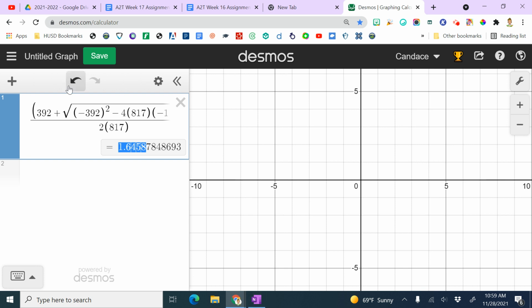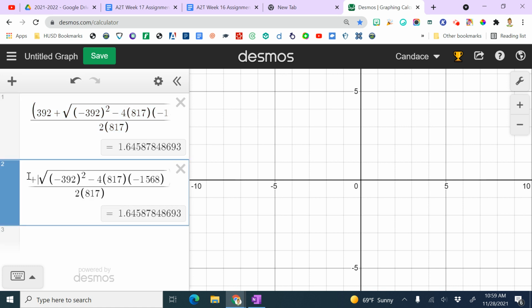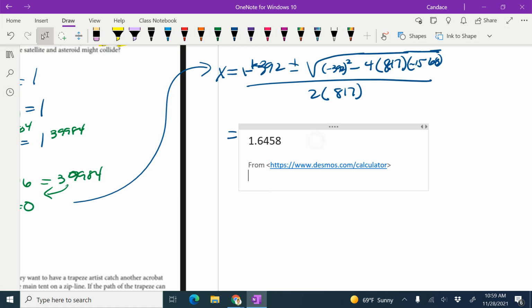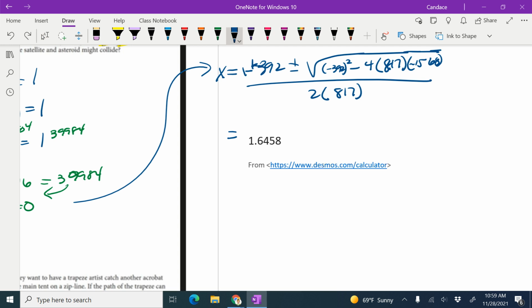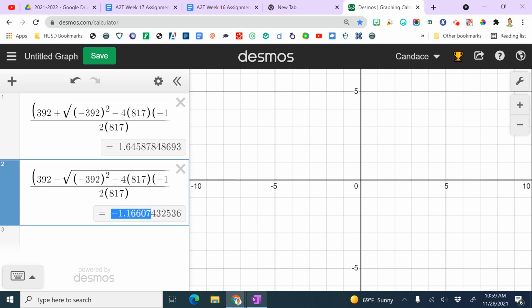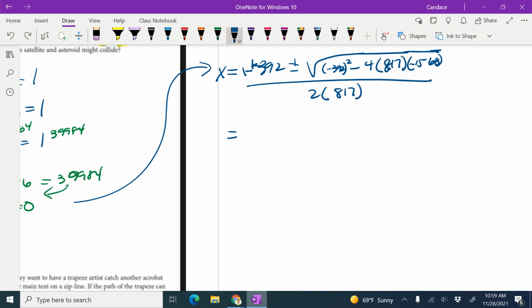Okay. I'm going to choose to copy this and paste it so I don't lose my number there. So I'm going to hit Control C, Control V, and then just switch this up here to a minus sign. So I get negative 1.6607. Control C. Let me paste in there. There it is. Okay, so those are the two numbers I've got.